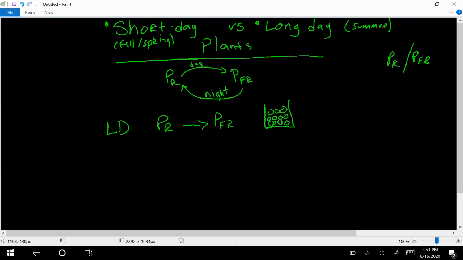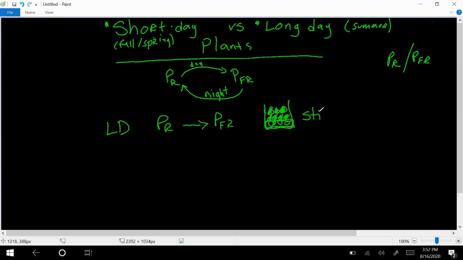Then at night, at the same rate, I'm going to delete some of these phytochrome far reds, right? Because they're not stable. The plant doesn't want to keep them there. So those are going to go back to being phytochrome red. Now the problem is, because the night is shorter, I have some left over. Not all of these molecules got turned back into phytochrome red. They're left over. So what does that mean?